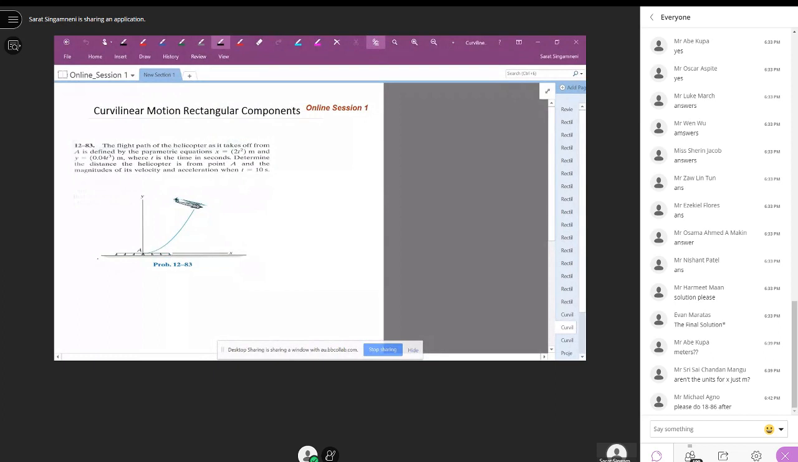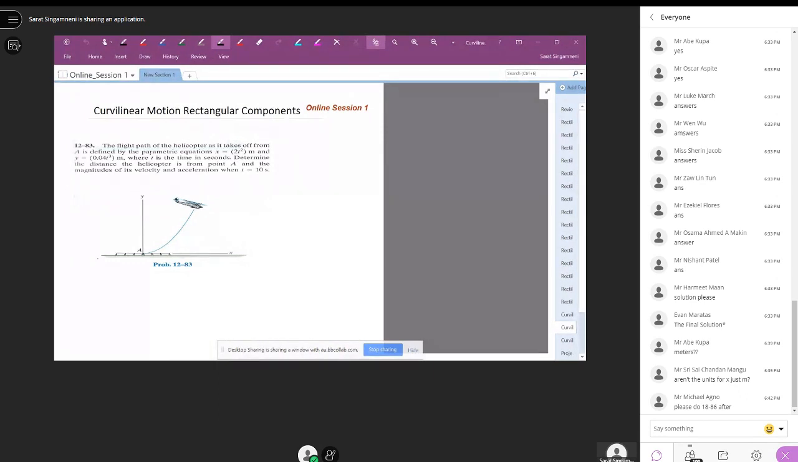This one is a relatively simple problem. The x component and y component are given as varying individually. Determine the distance that the helicopter is from point A and the magnitudes of its velocity and acceleration when t equals 10 seconds. So you can just differentiate those to get the velocity components in the x and y direction, and differentiate again to get the acceleration components along the x and y directions.